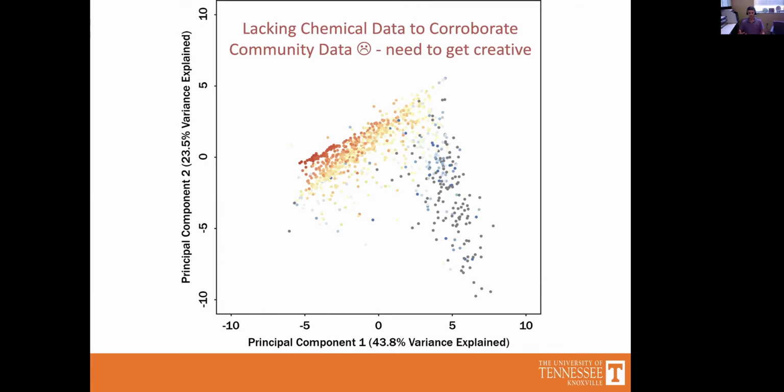Unfortunately for this, and this chemical data can include things like sulfate, phosphate, nitrate, nitrite, oxygen, pH. But the problem here is that for the sediment communities, a lot of this data was missing. So if we want to try to better understand this pattern here, we need to get creative.